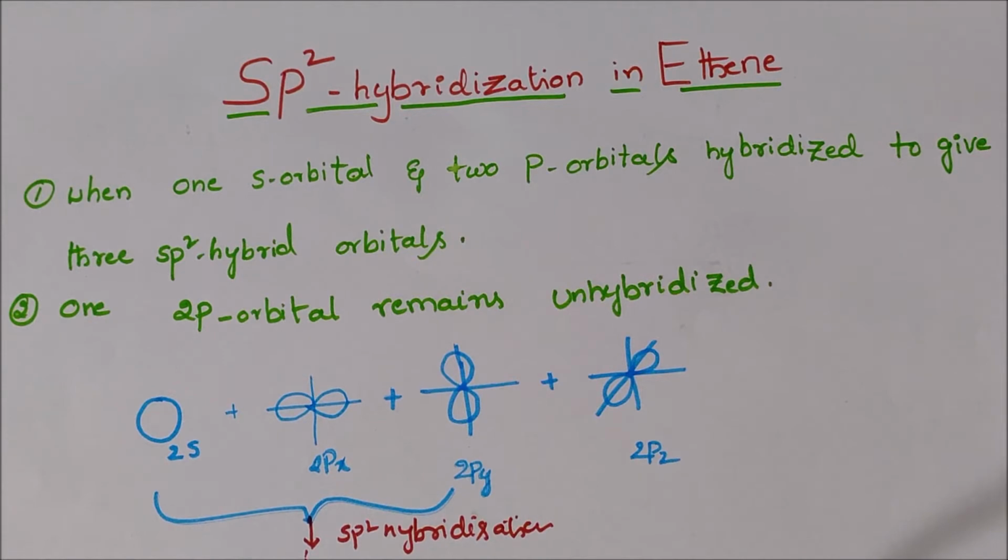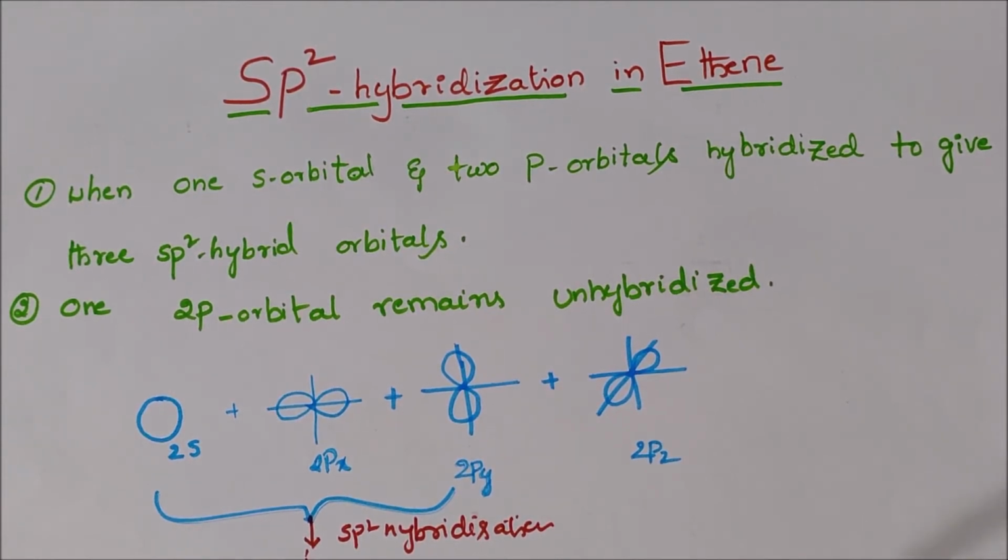What is sp2 hybridization? When one s orbital and two p orbitals hybridize to give 3 sp2 hybrid orbitals, it is known as sp2 hybridization. That means when one s orbital and two p orbitals belonging to the same outermost shell intermix to give 3 sp2 hybrid orbitals, the phenomenon is called sp2 hybridization.